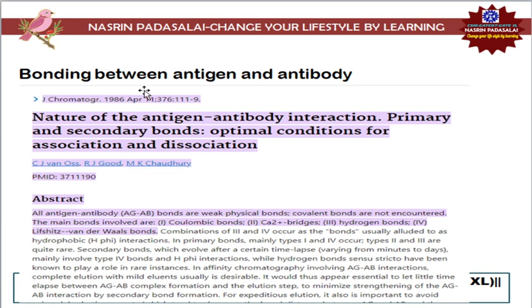Next, what is the bond present between antigen and antibody? You can refer to this old article which was published in 1986. They said that antigen and antibody bonds are weak physical bonds. So covalent bond is not present, and the list of bonds that are present in antigen and antibody is Coulombic bond, Ca2+ bridges, hydrogen bond, and van der Waals bonds. The primary bonds are mainly Coulombic bonds and van der Waals bonds, whereas Ca2+ bridges and hydrogen bonds are present only in rare cases. The correct options are Coulombic bond, Ca2+ bridges, hydrogen bond, or van der Waals bond.